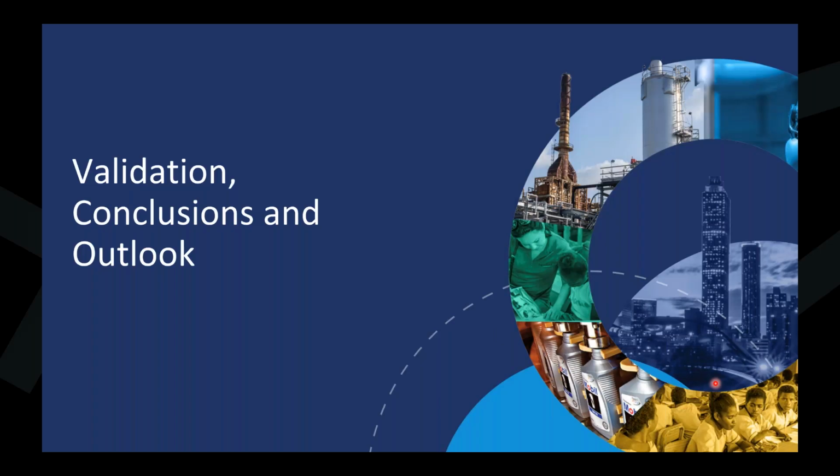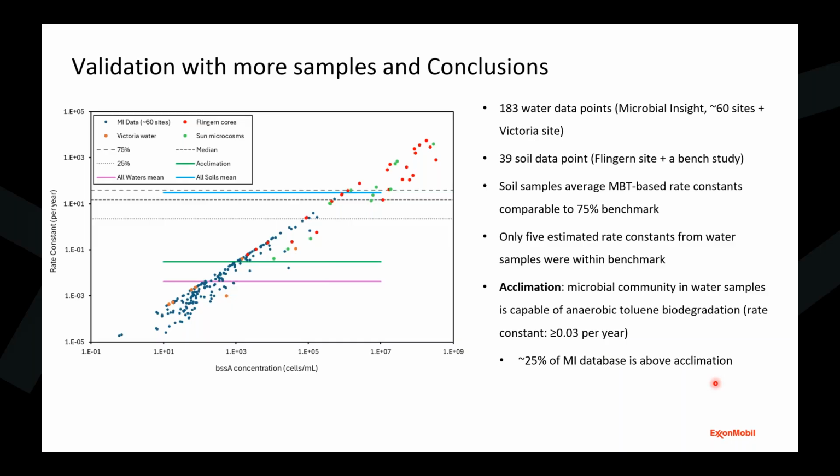So with that, we also analyzed even more samples, and again, Microbial Insights here was providing lots of these data points, 183 data points, from about 60 sites. And again, we also added other soil samples. Unfortunately, there are not too many soil studies, for obvious reasons, but we were able to also add a bench study from Sun et al., where again we had qPCR data from solids.